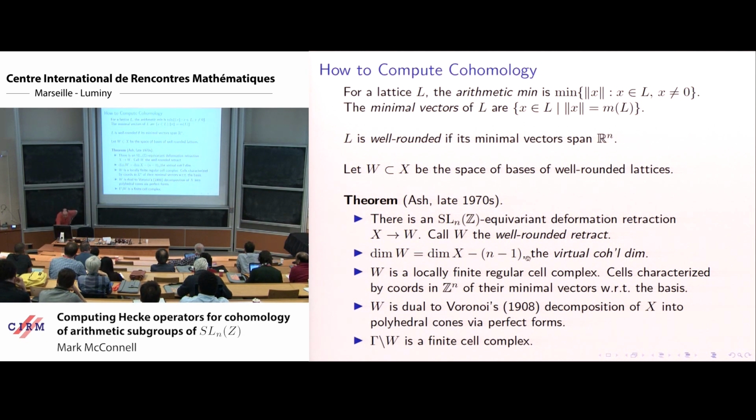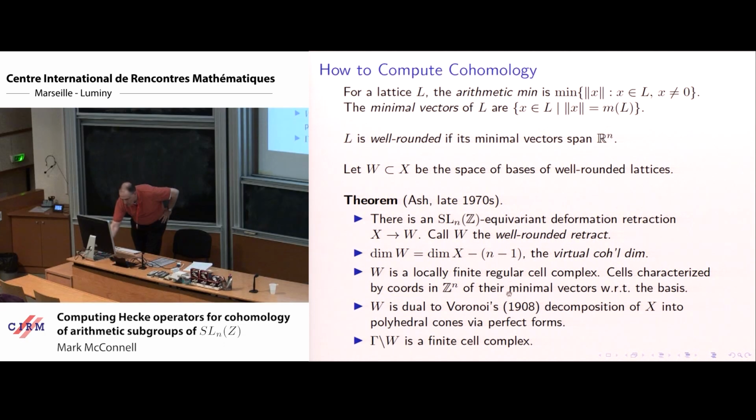Something certainly to say to this audience is that something very much on Ash's mind was that this whole construction is dual to Voronoi's original construction, his 1908 decomposition of X into polyhedral cones, which is done precisely by perfect forms. Indeed, the vertices of the well-rounded retract W are the perfect forms. So there's a duality, as I say. It follows from a number of things here that W mod gamma would then be a finite cell complex.